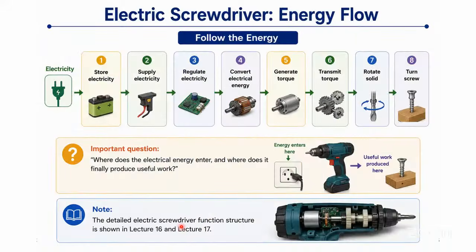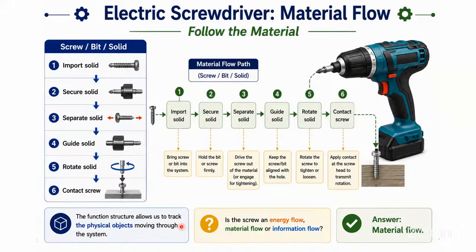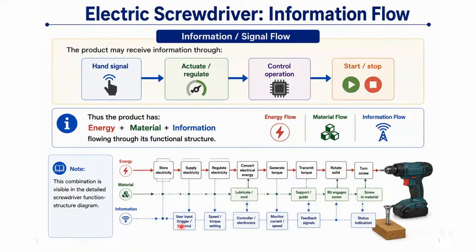First flow is energy, the second one is material flow. What is remaining? Information flow or the signal flow is pending. Now look at the signal flow. For example, it starts with the hand signal. You need to switch on the device. So you're giving a signal. The switch is pressed and you're giving a hand signal. Then you actuate or regulate it. You fix the speed, let's say. That is actuation or regulation. Then you go for control operation. Then you can stop it once the goal is achieved.